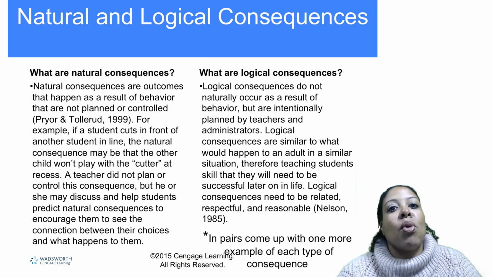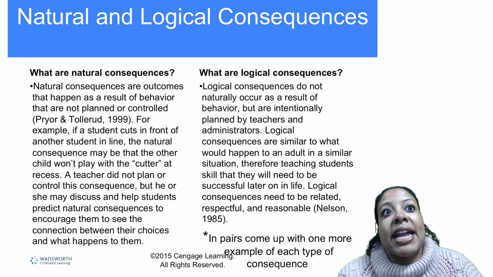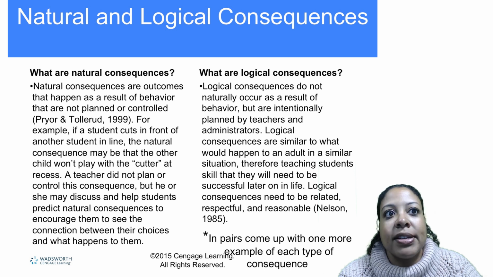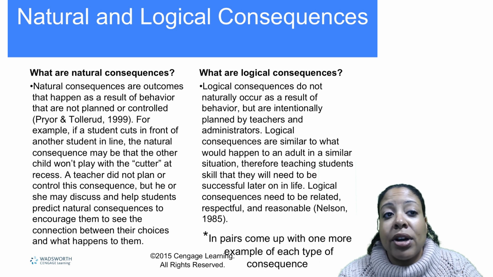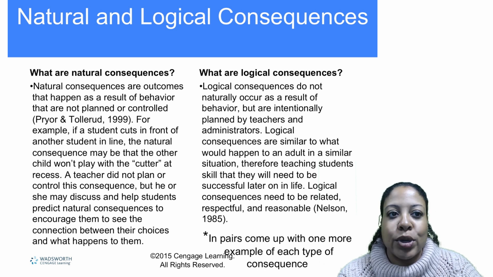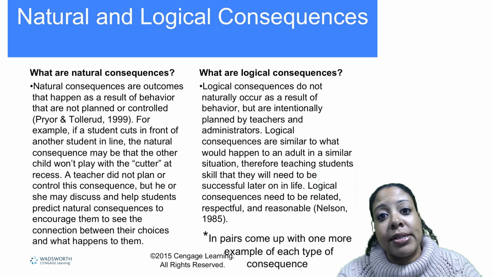All right, so more in detail. Natural consequences are outcomes that happen as a result of behavior that are not planned or controlled. For example, if a student cuts in front of another student in line, the natural consequence may be that the other child won't play with the cutter at recess. A teacher did not plan or control this consequence, but he or she may discuss and help students predict natural consequences to encourage them to see the connection between their choice and what happens to them.